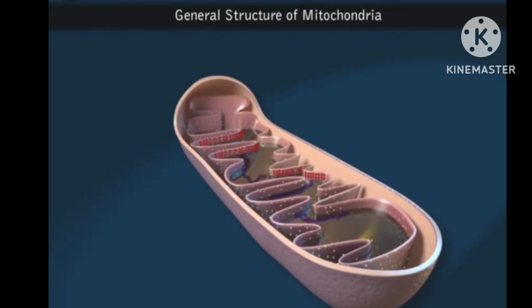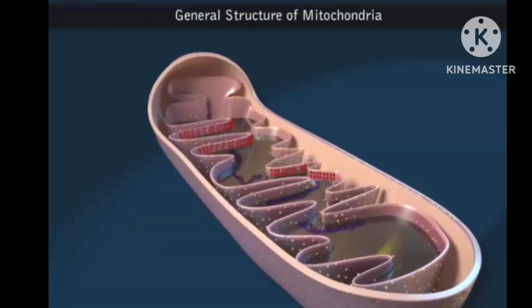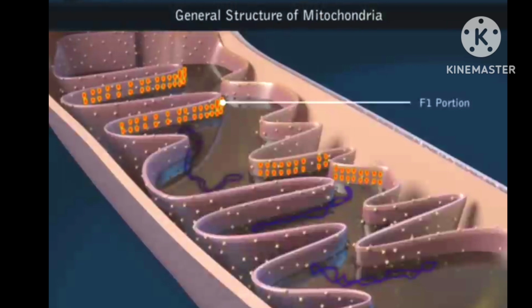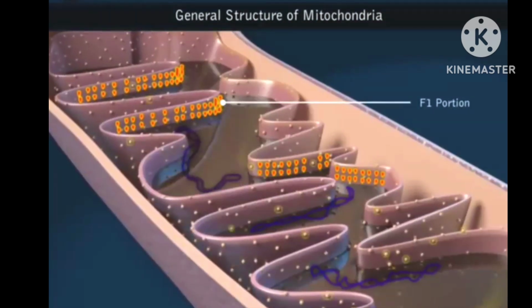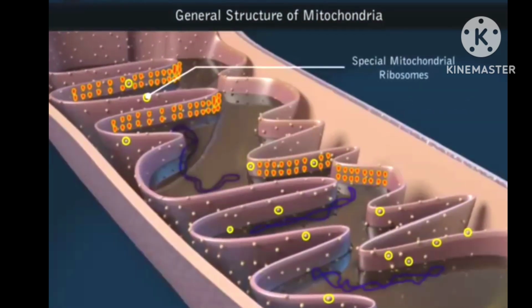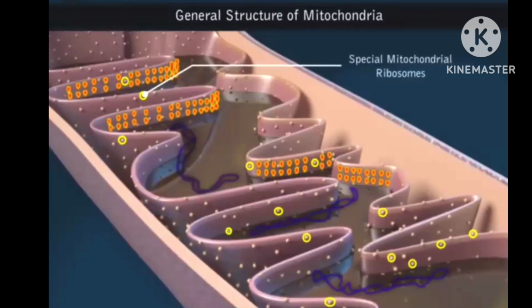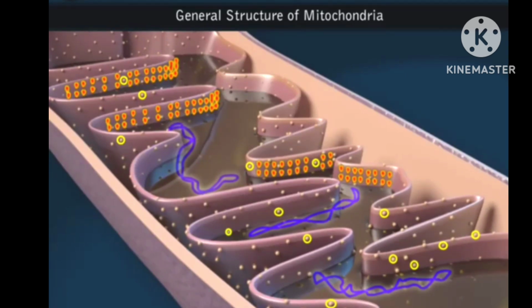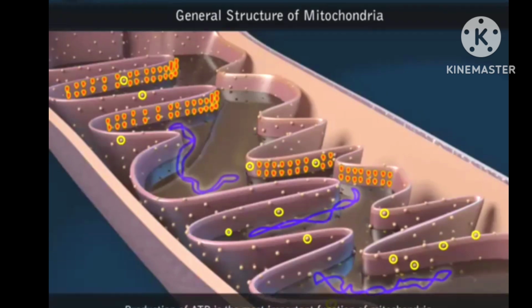The space enclosed by the inner membrane is known as the matrix. The matrix contains a highly concentrated mixture of hundreds of enzymes required for the TCA cycle, the F1 portion of the ATP synthase enzyme, special mitochondrial ribosomes, and several copies of the mitochondrial DNA genome. The enzymes in the matrix and the ATP synthase complex help in producing ATP. Production of ATP is the most important function of mitochondria.